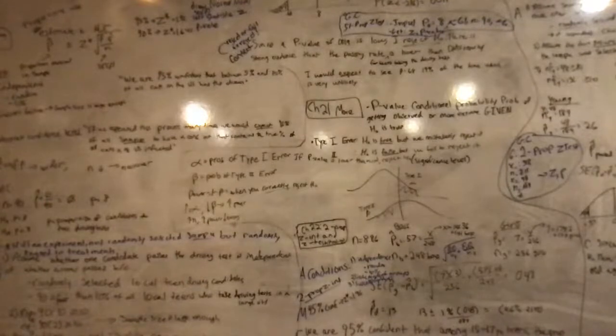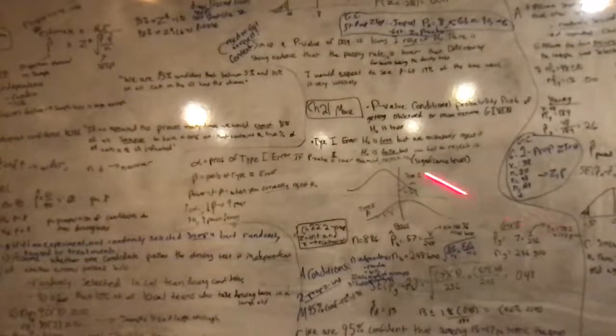Okay, next we're going to do chapter 21, which is building off of chapter 20. So p-value is conditional probability. It's the probability of getting the observed proportion or more extreme given the null hypothesis is true. Again, p-value is conditional probability. Type 1 error is the null hypothesis is true, but we mistakenly reject it. Type 2 error is the null hypothesis is false, but we fail to reject it.